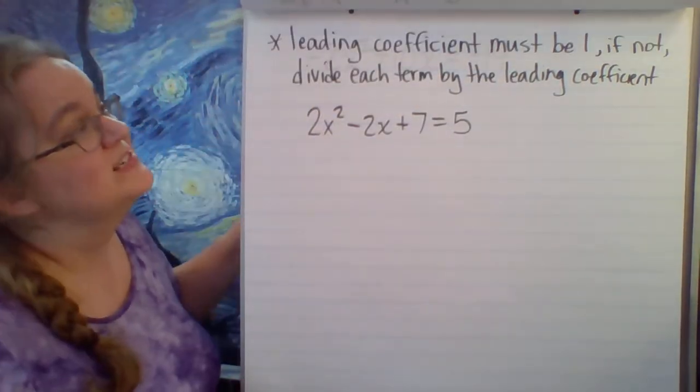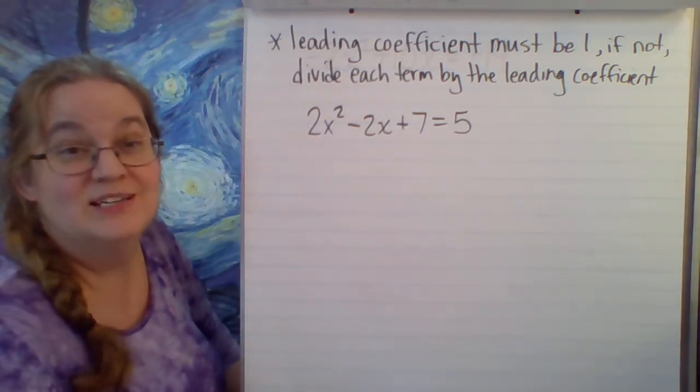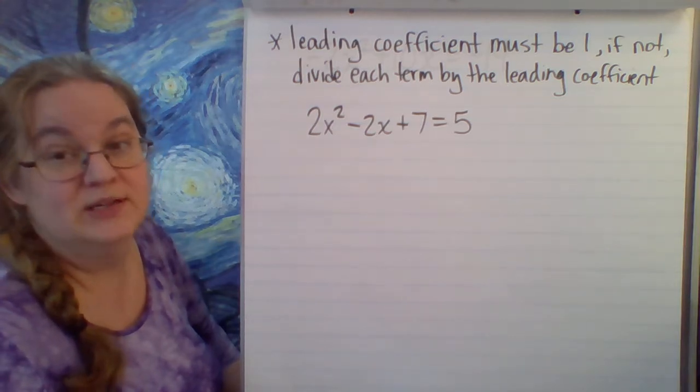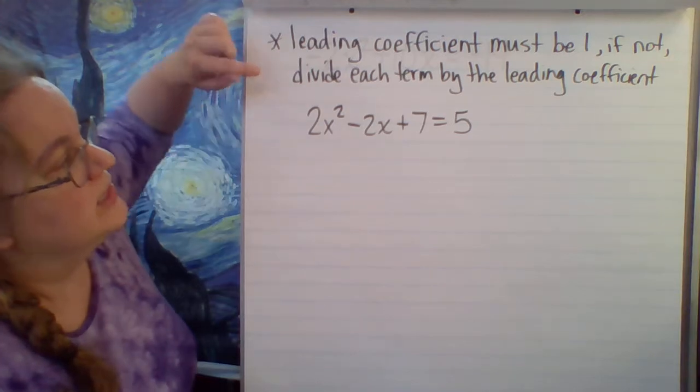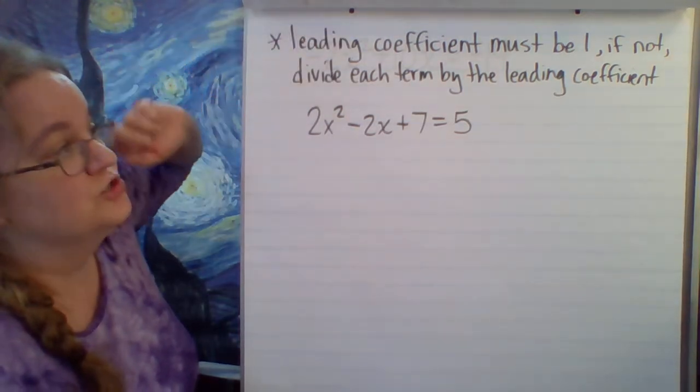So sometimes your leading coefficient is not 1. You have to have a 1 as the leading coefficient in order to complete the square. So to do that, we're just going to fix it, we're going to divide by the leading coefficient each term.